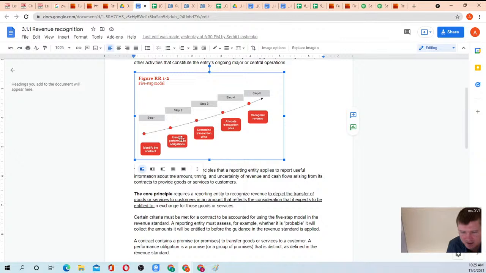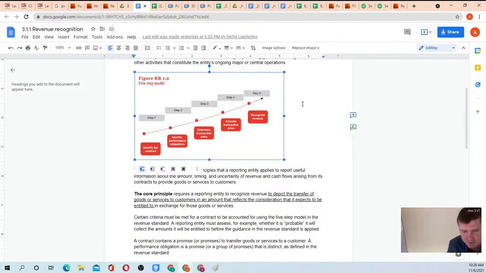Let's assume you allocated $80,000 for equipment and $20,000 for services over a 10-year period. In that case, you will recognize revenue when you deliver an equipment, and you will recognize the remaining 20,000 over the 10-year period.